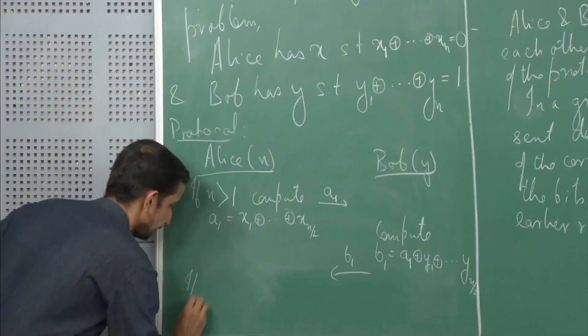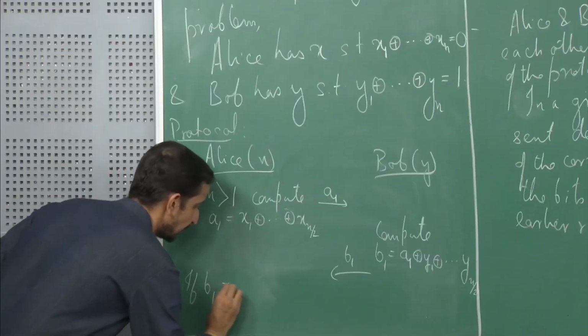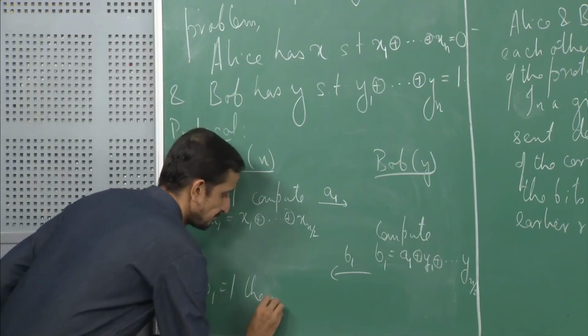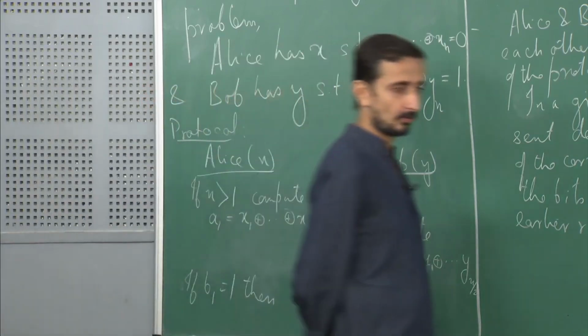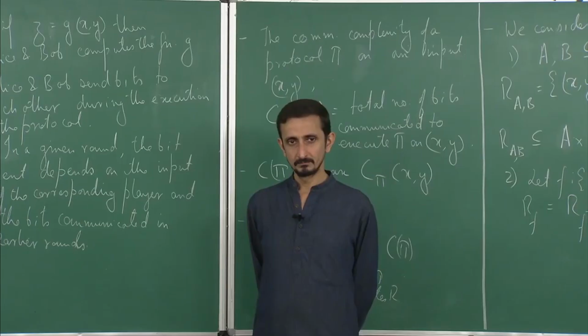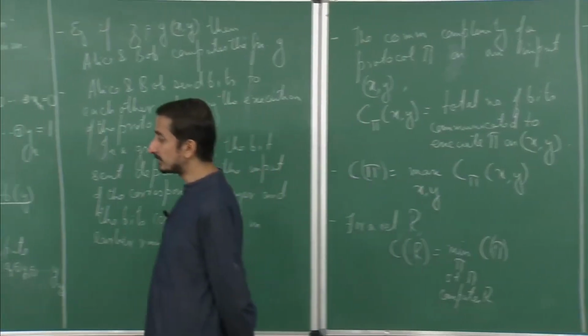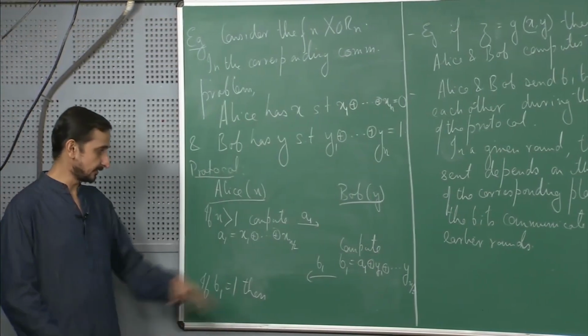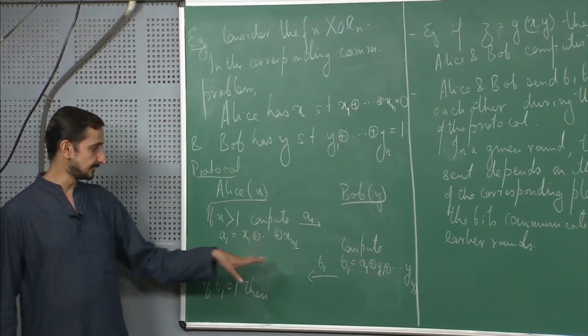If B1 equals 1, then what should we do? What does it mean if B1 equals 1? Then they should recurse on the first half, right? You can actually check the case. Okay, so let's just look at one case, the other case is similar.